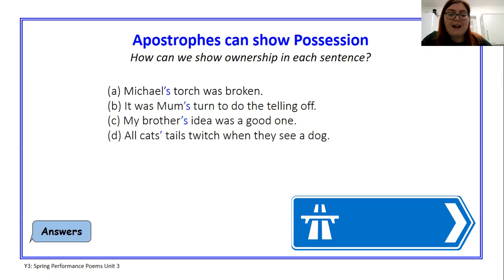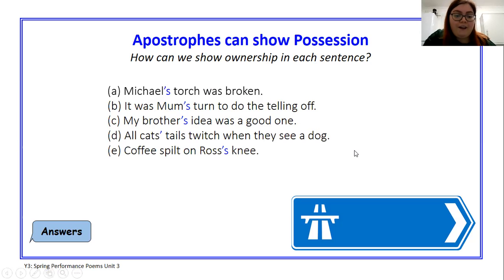Number 4, all cats' tails twitch when they see a dog. So we were talking about a plural, cats, so more than one cat, cats' tails twitch when they see the dog. The tails belong to the cats. I didn't want to see an apostrophe here because nothing is belonging to the tails. So that is just a plural word on its own.